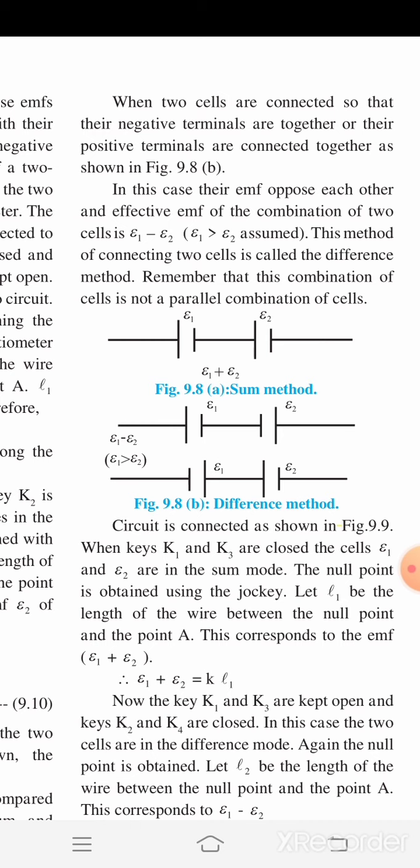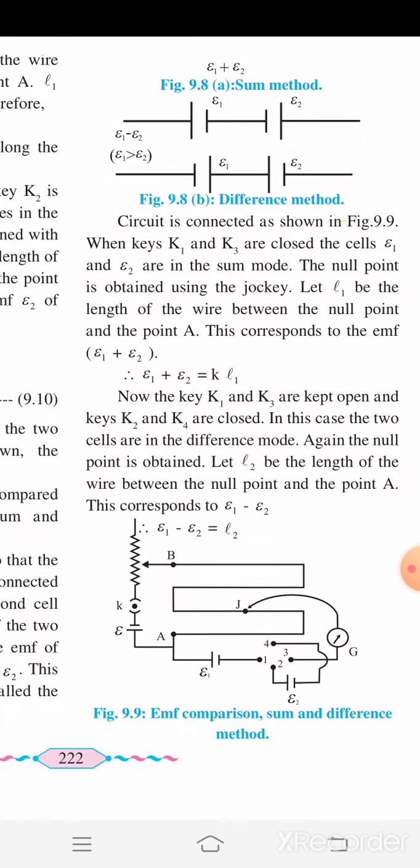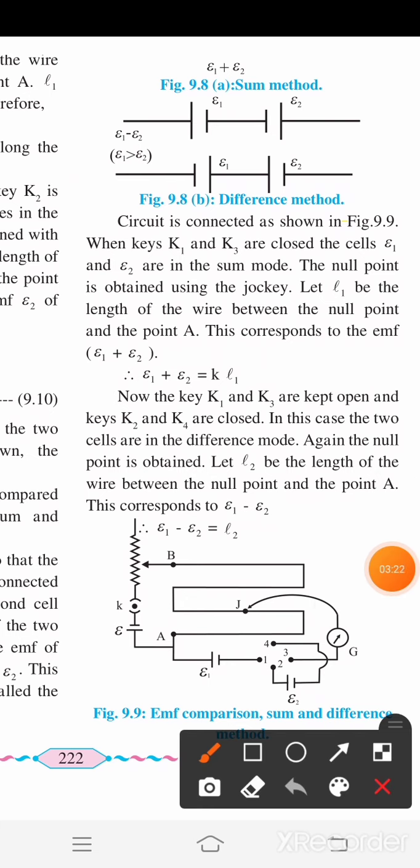So the circuit is connected as shown in figure 9.9 to compare the EMF of two cells using the sum and difference method. This figure 9.9 shows us the setup of the circuit, which is useful for the comparison of EMF using the sum and difference method.